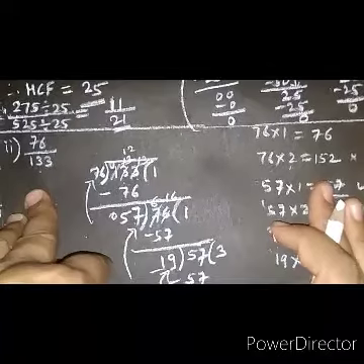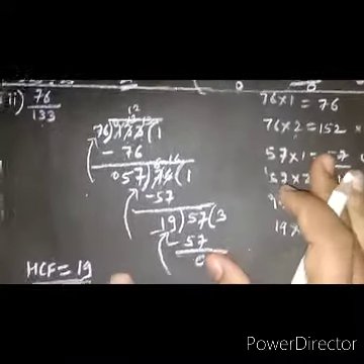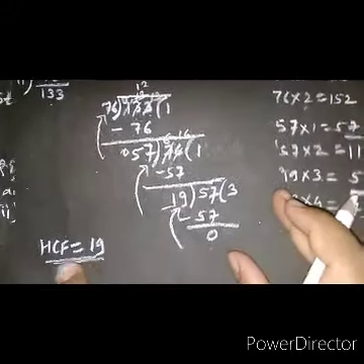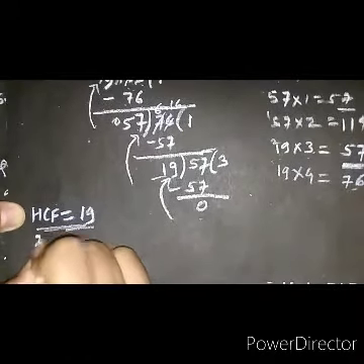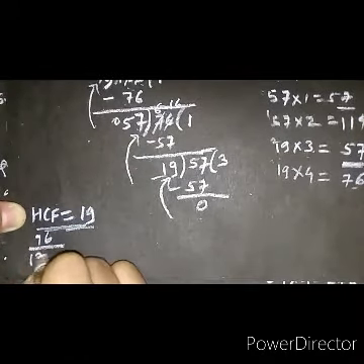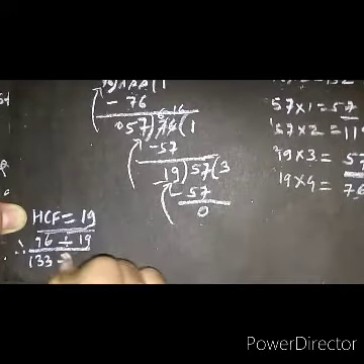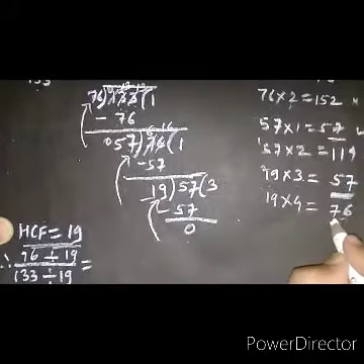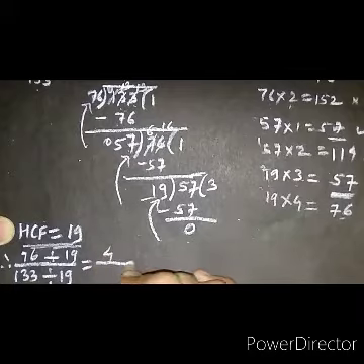Similarly, we have seen the second example, 76 upon 133. And we found the HCF by the division method, that is 19. So here 76 upon 133, both these numbers are divided by 19. Now see, 19 4s are 76. So 76 divided by 19, that is we got 4.